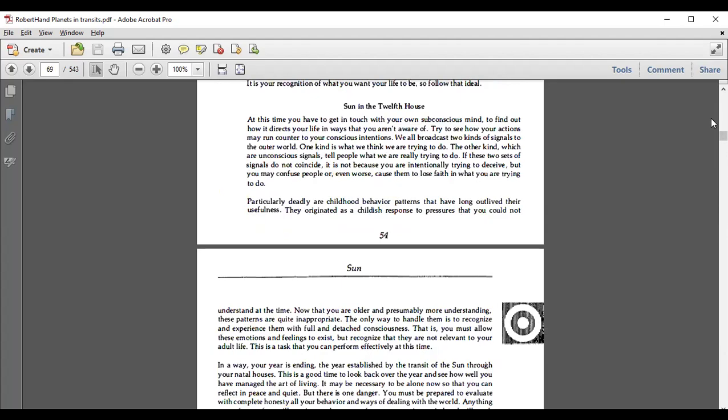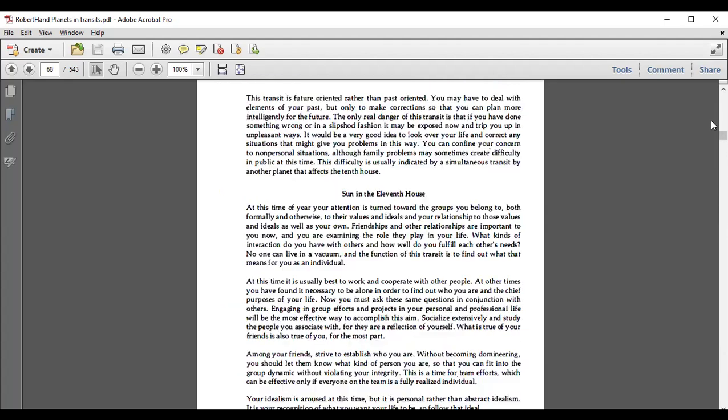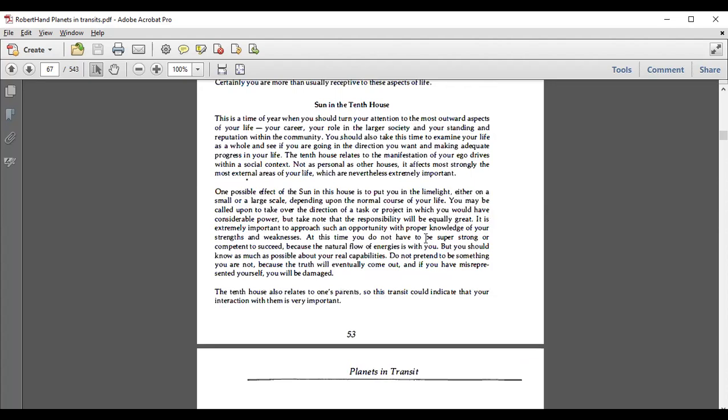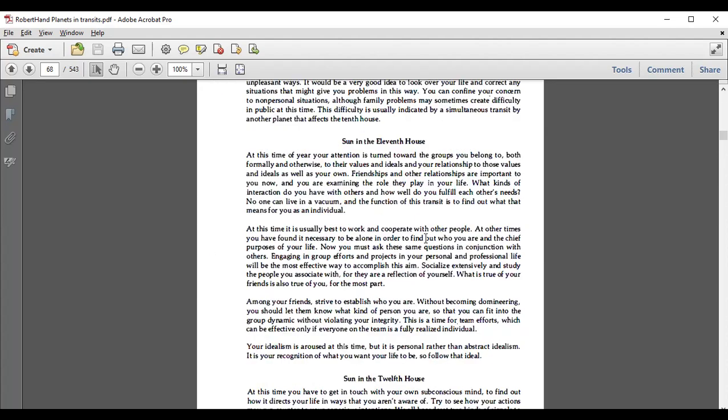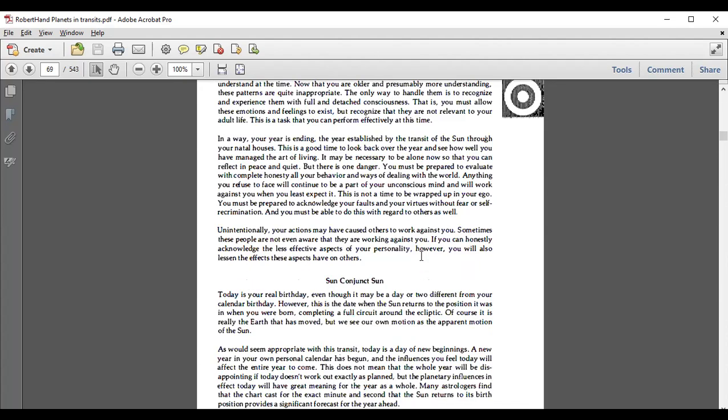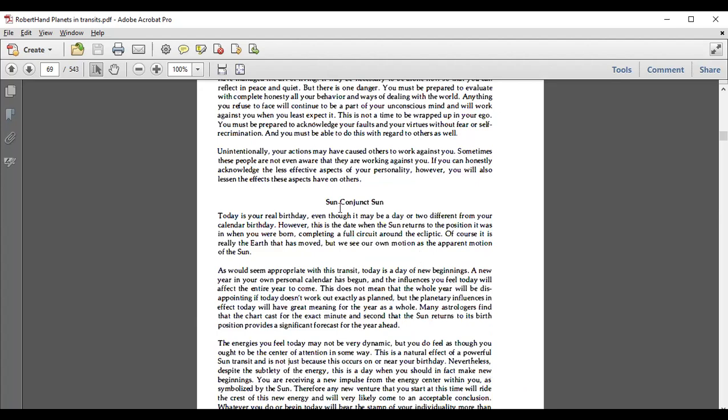Hold on. There we go. So the first part of the chapter, he'll go through the sun, whatever planet in each house. I'm just going backwards here: sun in the 10th, sun in the 11th, sun in the 12th. Okay. Then it goes into everything starting with the sun.